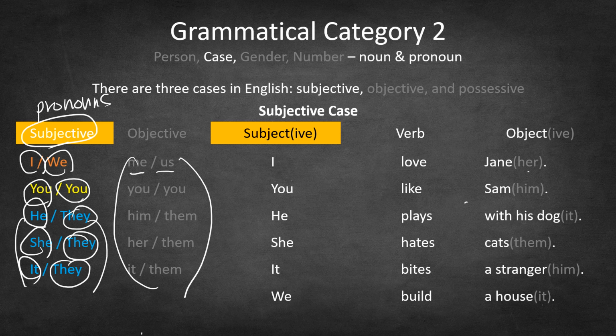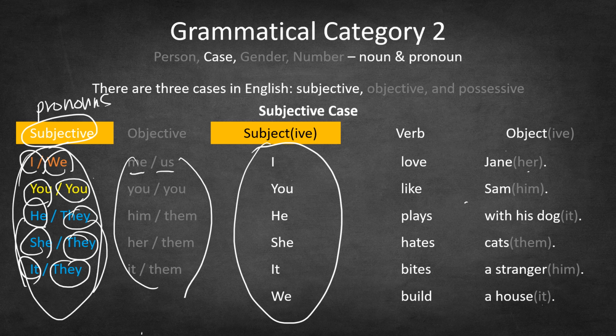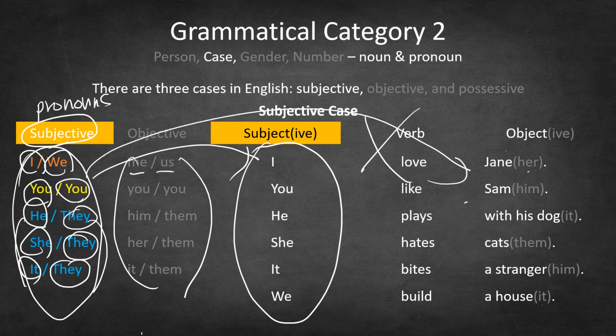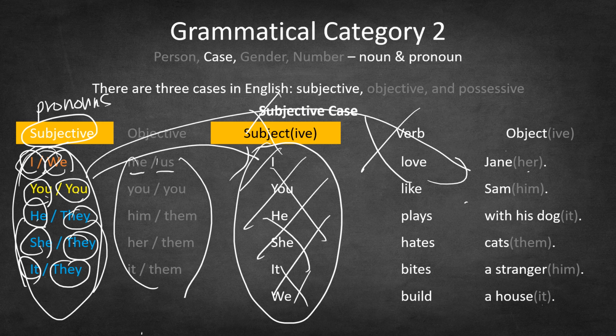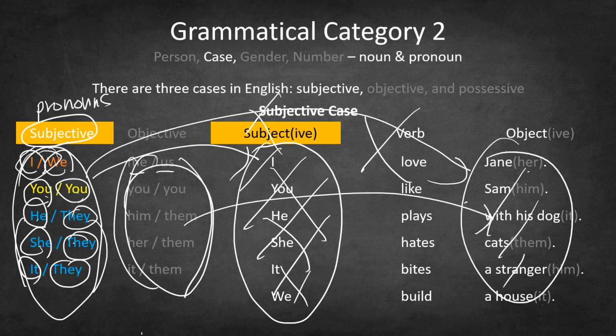So we are going to think about this a little bit later. And in a sentence, these are subjectives. So use these words here only. Do not use this here. Please don't. I, we, you, he, she, it, they have to come to this section. Okay, and then these will have to come to this section.